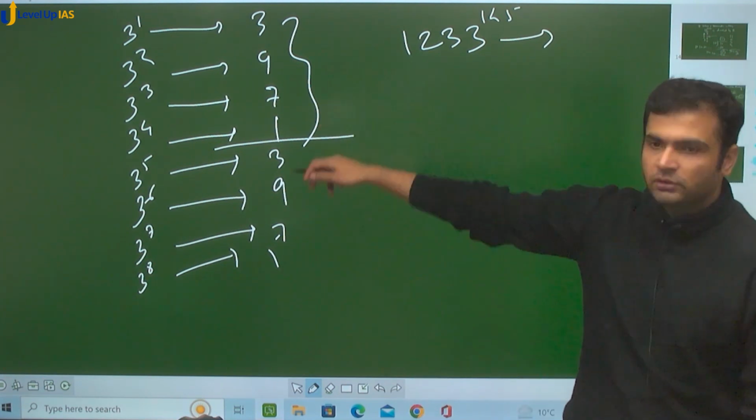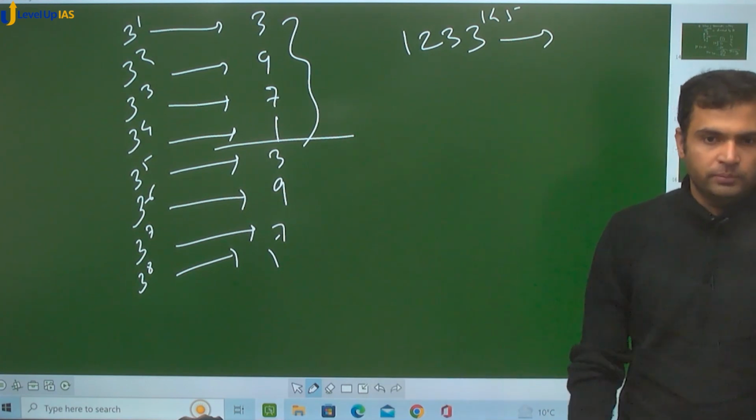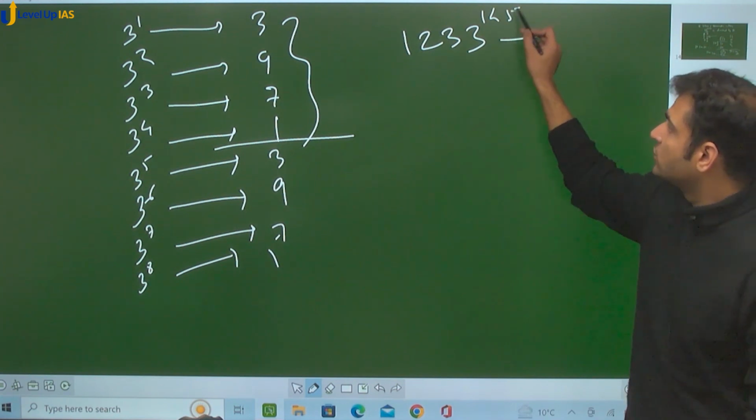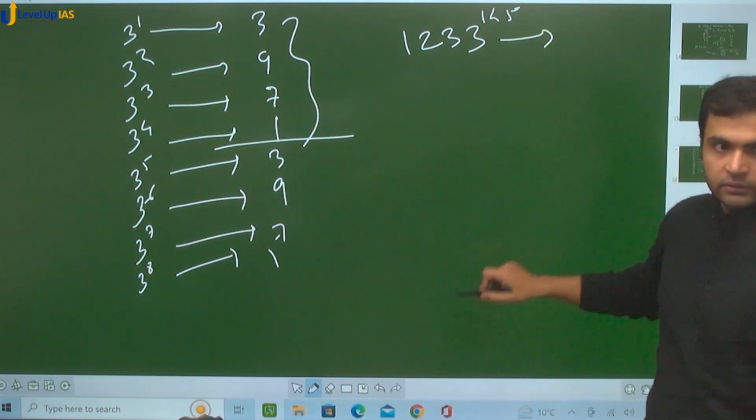These are the first few powers of 3. They also repeat in brackets of 4. Remainder is 1. So 3.